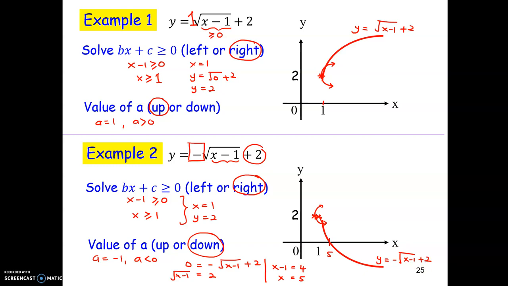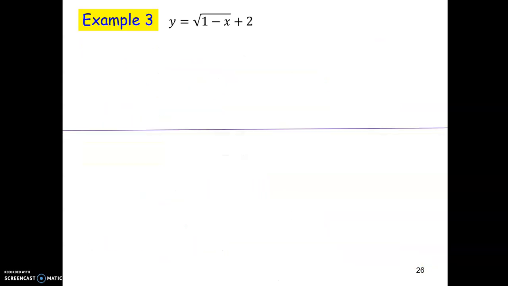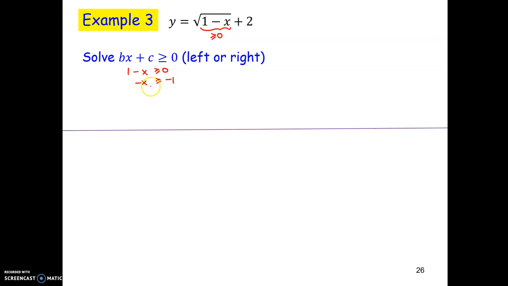So let us proceed with the next example. We have example 3, y equal to the square root of 1 minus x plus 2. So again, we should solve for the thing inside of the square root, let it be greater than or equal to 0. So 1 minus x greater than or equal to 0, negative x greater than or equal to negative 1. But then in order to make x the subject, we should divide by negative 1, so flip the sign. x is less than or equal to 1.